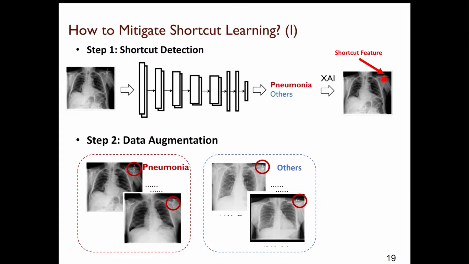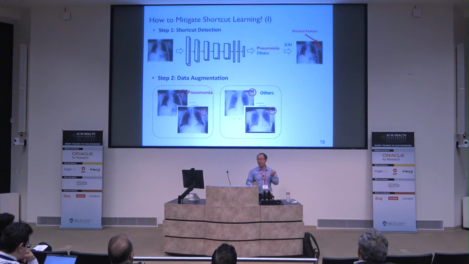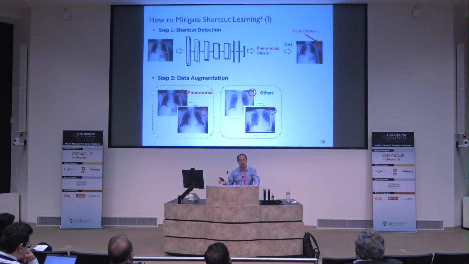And how do we mitigate this shortcut learning? Here we show a very simple example. The very first step is that we want to detect whether our AI model suffers from this shortcut learning problem or not. When we have this AI model, through XAI, through explainable AI methods, we want to identify which part the AI model is focusing on.